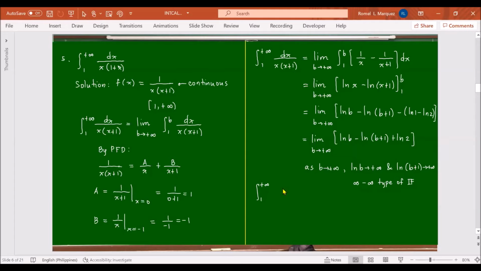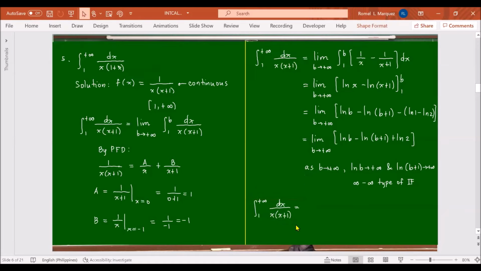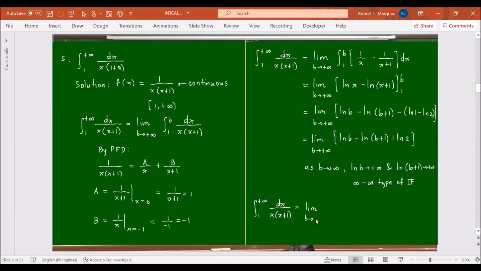So how? We now have dx over x times x plus 1 equal to the limit as b approaches positive infinity. Let's combine these two logarithms. We have ln of b over b plus 1, plus ln of 2.